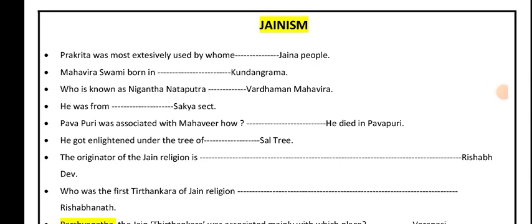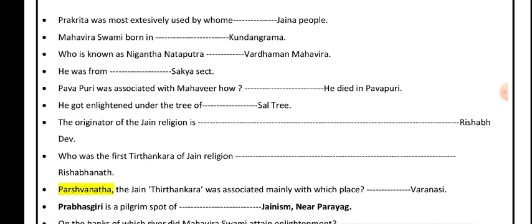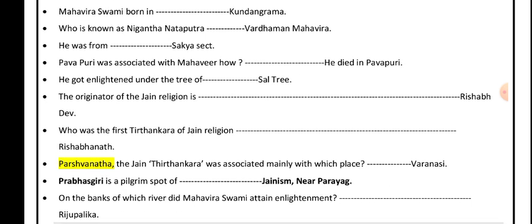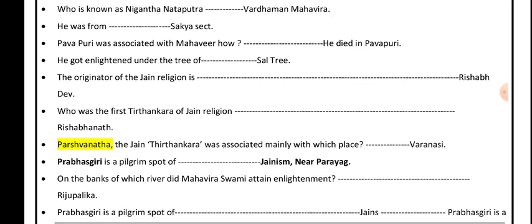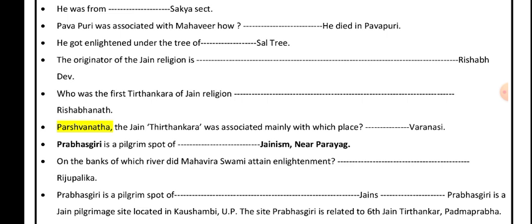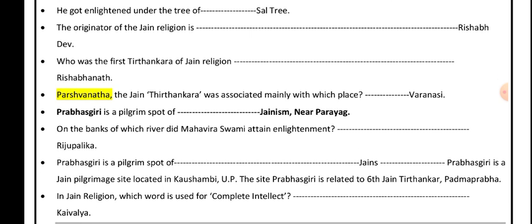Jainism. Prakrit was most extensively used by whom? Jaina people. Prakrit and Pali by Mahatma Buddha. Mahavir Swami was born in Kundangram and is known as Nigantha Nata Putra, Vardhaman Mahavir. He was from the Sakya sect. Pavapuri was associated with Mahavir. He died in Pavapuri. He attained enlightenment under the sal tree.